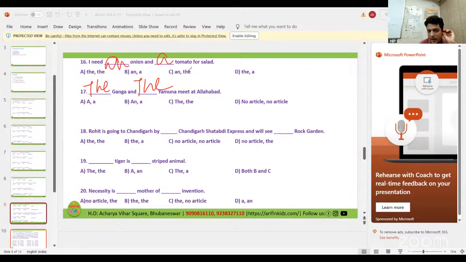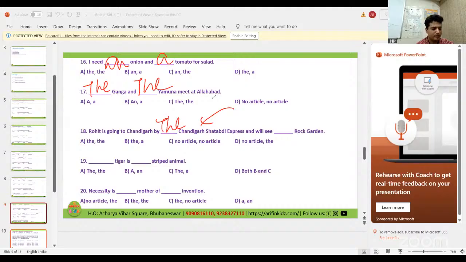Next, we have Rohit is going to Chandigarh by dash Chandigarh Satabdi Express and will soon dash Rock Garden. क्या होगा आंसर of this? So what can be the answer of this? Number 18, everyone. So he's going on a train, right? So what can be the answer of this? Right. So the because it is specific train, the Chandigarh Express.